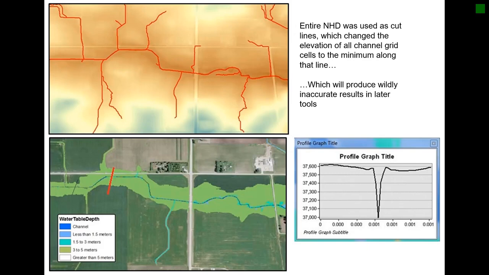However, this is going to result in inaccurate results for later tools, such as the height above channel tool used later on in the ACPF toolbox. You can see below that by burning in an entire stream network that we get false channel elevations throughout our DEM. So in the output, it's showing that every bank is 3 to 5 meters higher than the channel, where that's probably not true in reality.